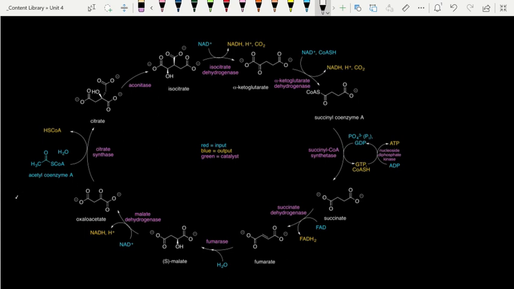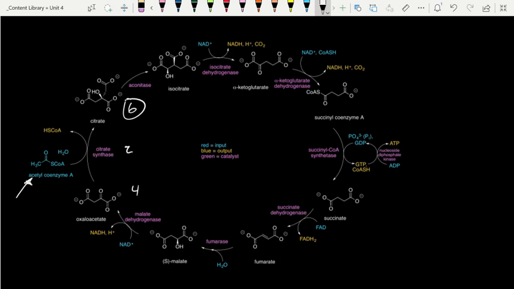So this molecule shown in blue is acetyl-CoA. Coenzyme A through the sulfur group attached to 2 carbons. And the very first step in the process is attaching that 2-carbon acetyl group onto this 4-carbon molecule called oxaloacetate. And with 2 carbons there and 4 carbons there, what do we end up with? We end up with citrate, which is a 6-carbon molecule.